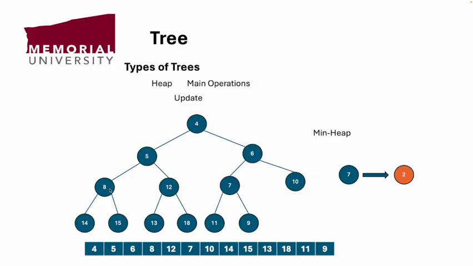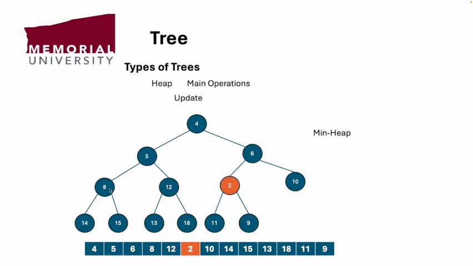On an array, you point to any element, and you know its index. A heap is always accessed by index. If you know the index, you can find the parent index, and you can also find the left and right child indexes based on that formula. Now 7 is replaced by 2. We find the index of 7 and change it to 2.